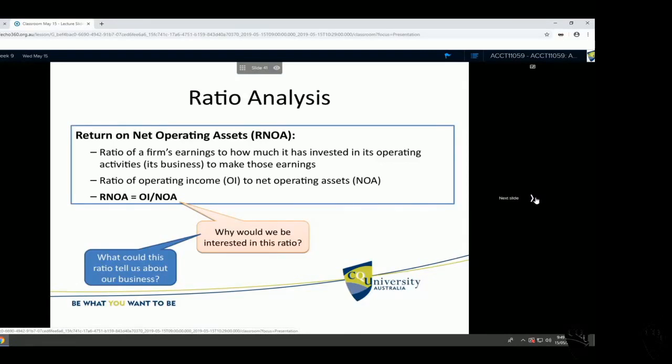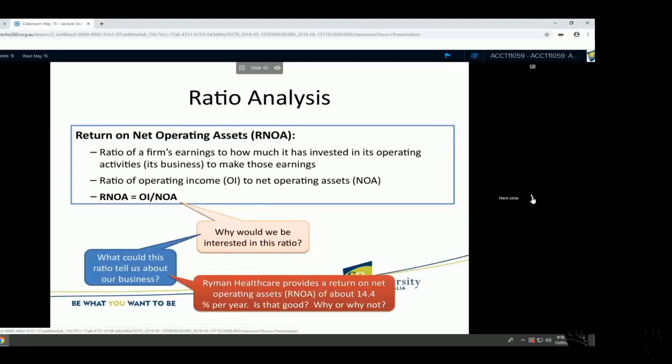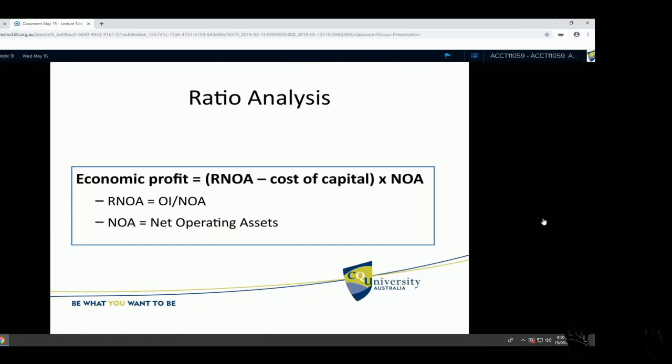Ramsay Healthcare is still doing about 14% return on net operating assets, but its cost of capital is about 8%, and boy, has it got a lot of net operating assets now. It's one mighty big business, so it's generating a lot of good economic profit. Ramsay Healthcare provides a return on net operating assets of about 14.4% per year. Is that good? Why or why not? These are the sort of questions you can ask yourself. The reason 14.4% is particularly good for Ramsay's is that it did have a lot higher. It's been coming down for a range of reasons, but I won't go into it here.